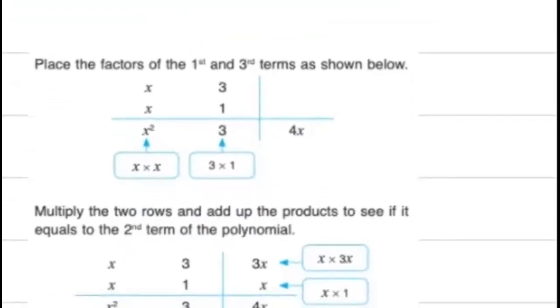Next, place the factors of the first and third terms as shown below. What are the factors of x squared? x times x. What are the factors of 3? 3 times 1 or 1 times 3.